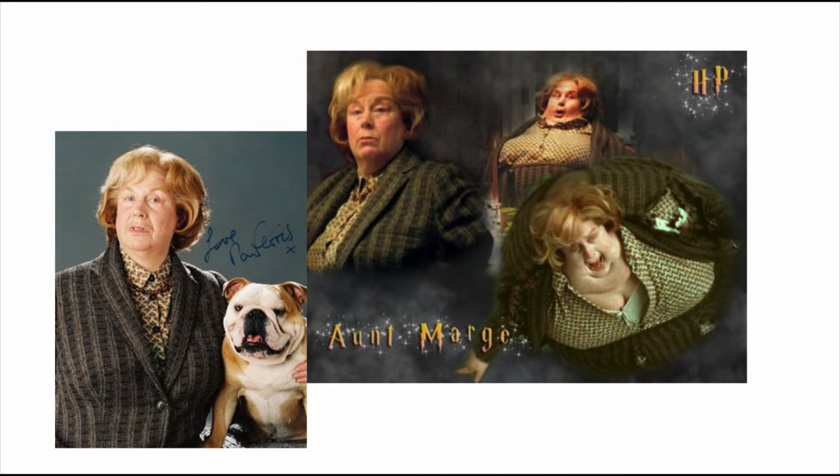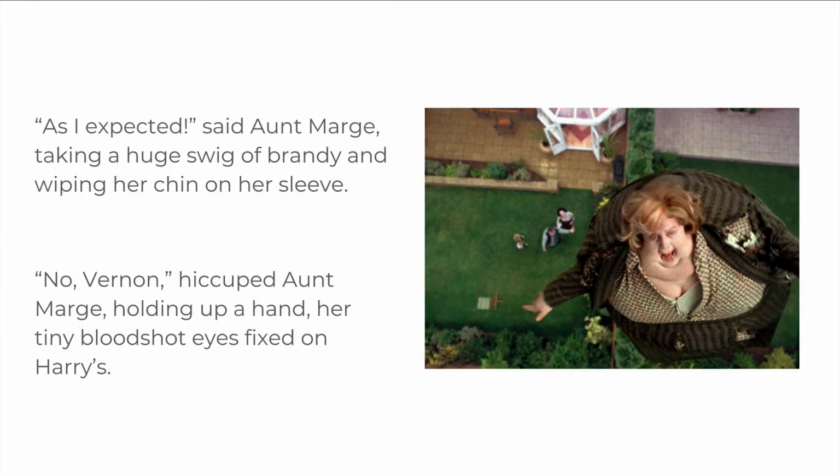We have a little bit of dialogue paired with actions, and those actions specifically point to who Aunt Marge is. "As I expected," said Aunt Marge, taking a huge swig of brandy and wiping her chin on her sleeve. Who takes a huge swig of brandy and then wipes her chin on her sleeve? You can see how these subtly but distinctly point to who Aunt Marge is. Maybe a bit of a drinker and a little bit sloppy. A little bit low class, even though she's looking down on Harry. Let's look at the second example.